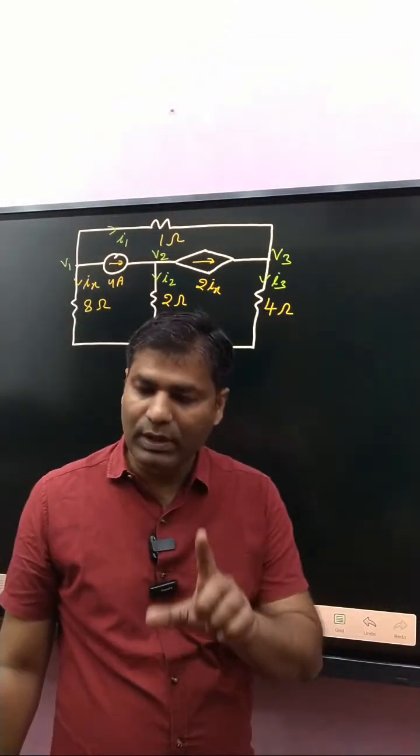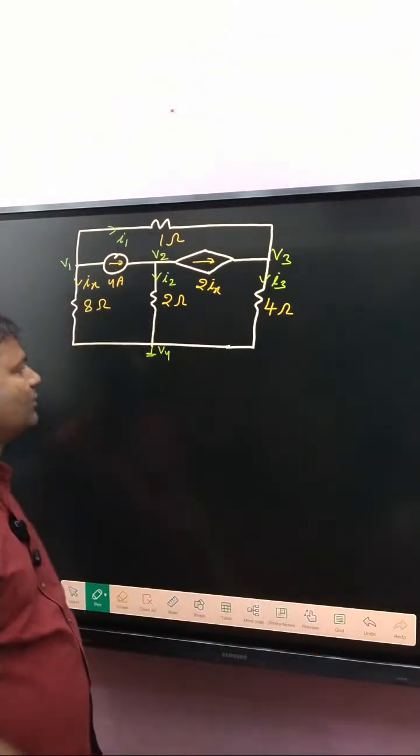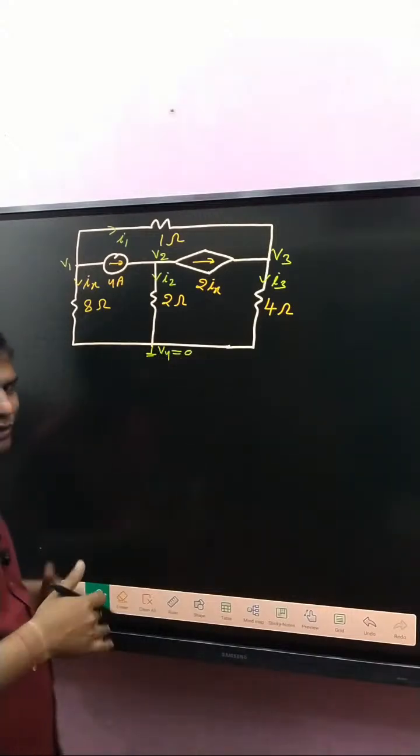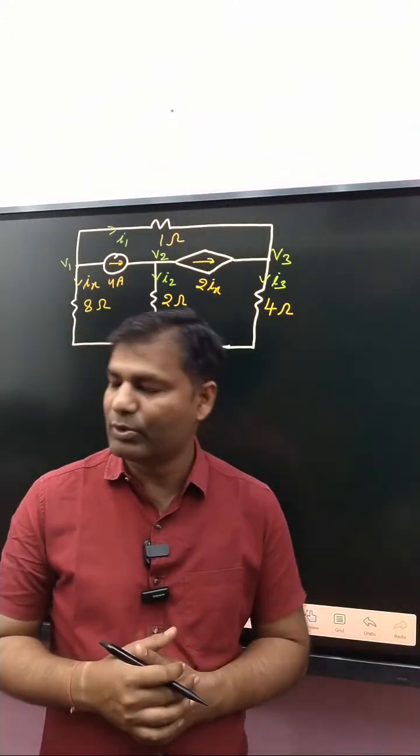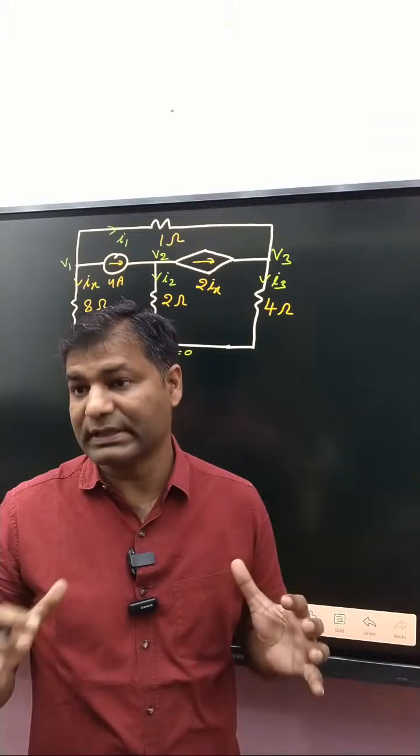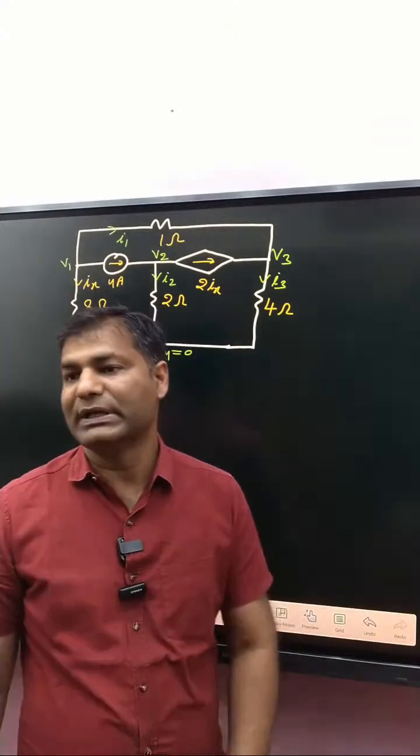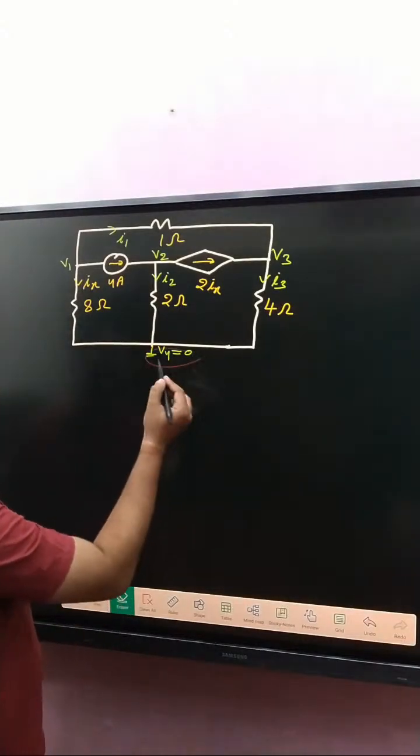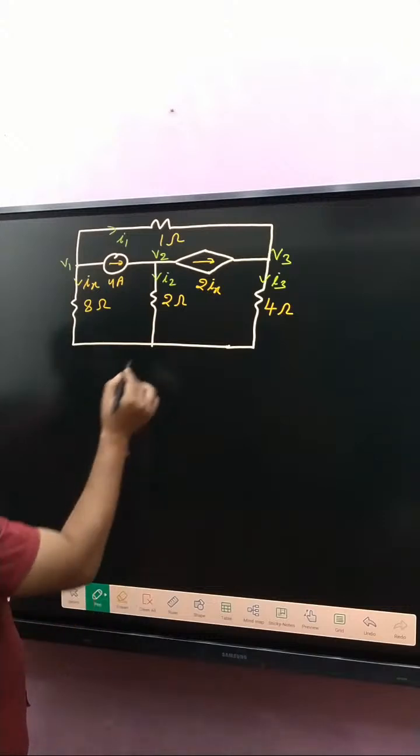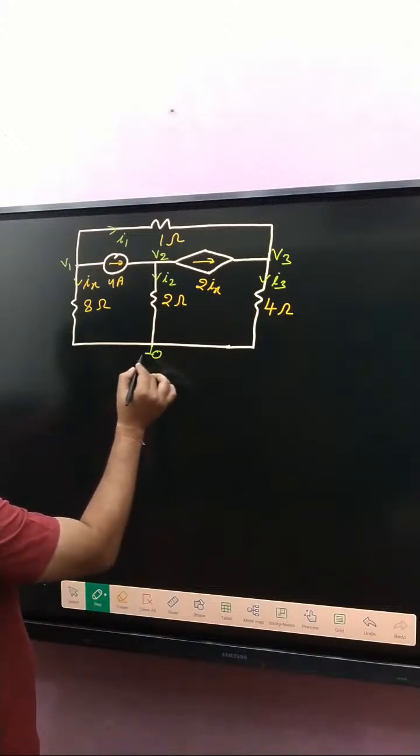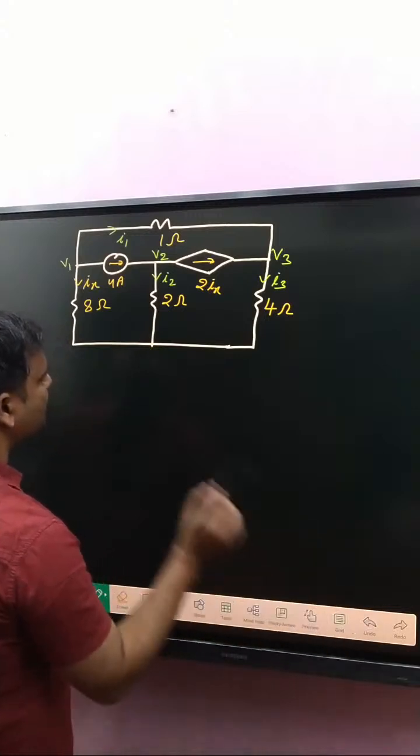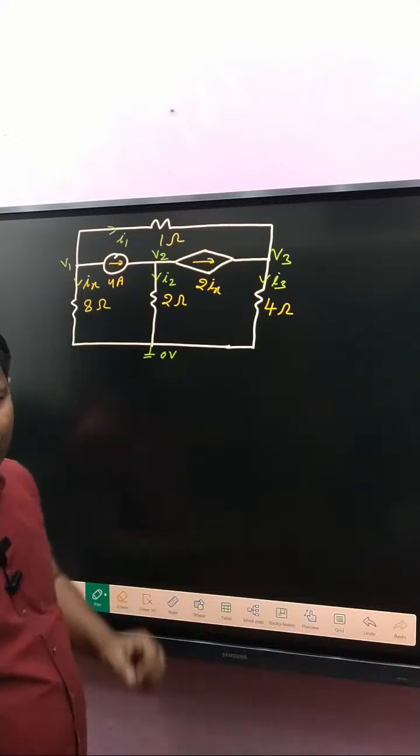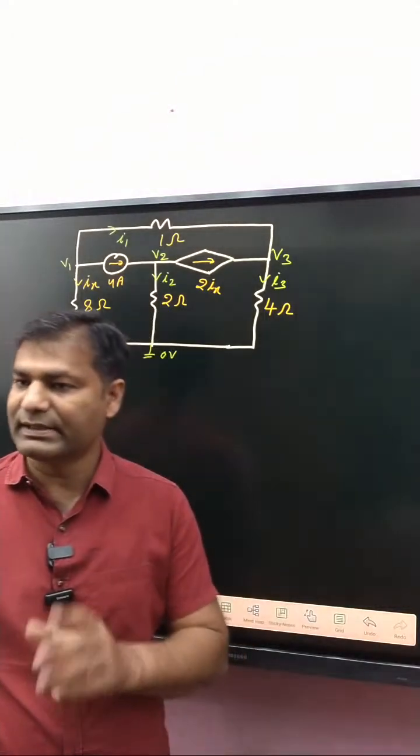Third step, take one node as the datum node. Datum node means 0 voltage. Otherwise, you can also choose 10 volt or 5 volt, whatever. But if you select 0 voltage, then your circuit, or you can say your equation, is easier. If you consider 10 volt, then we get the corresponding answer, the same, no problem. For simplicity, we select 0 voltage. Fourth step, apply KCL at the given nodes.